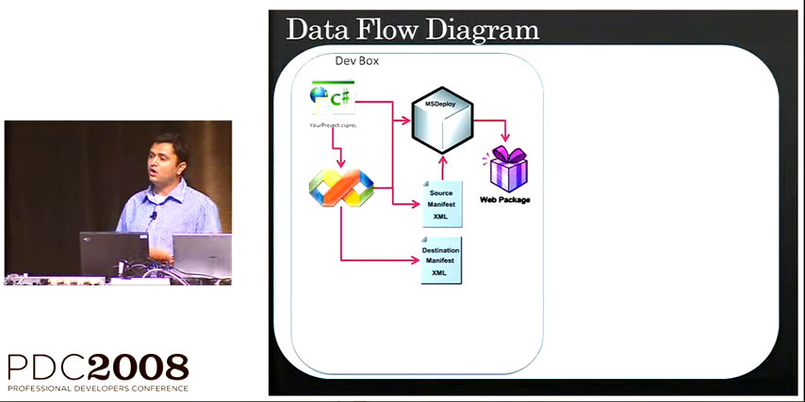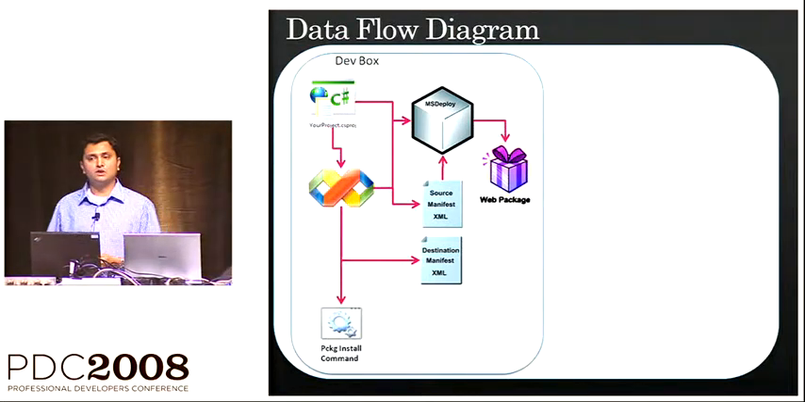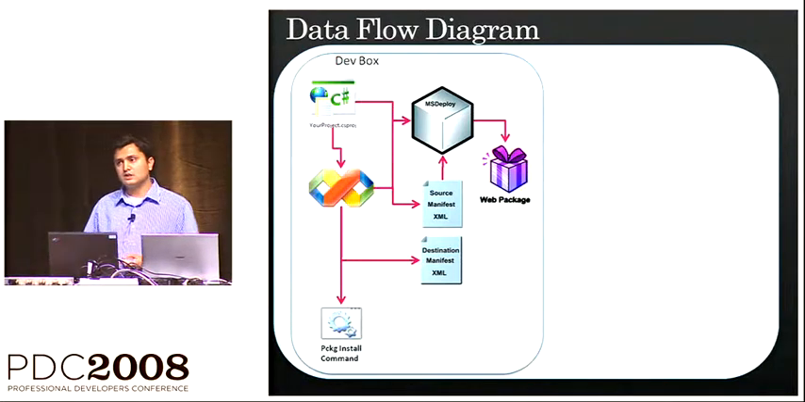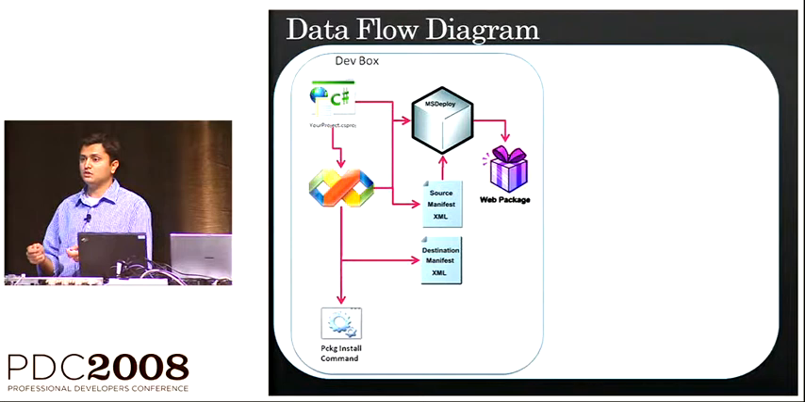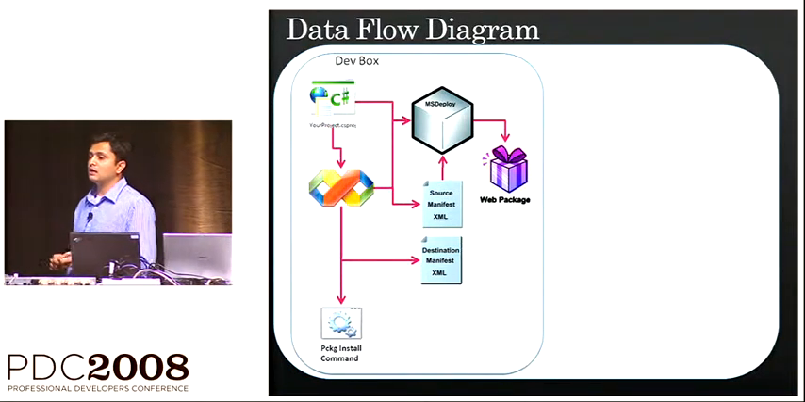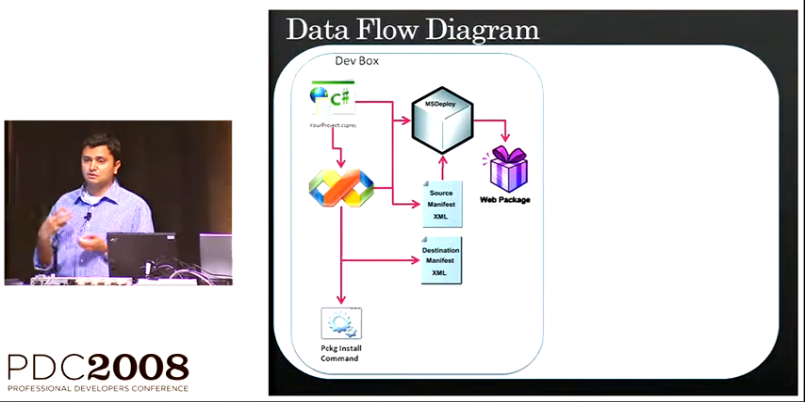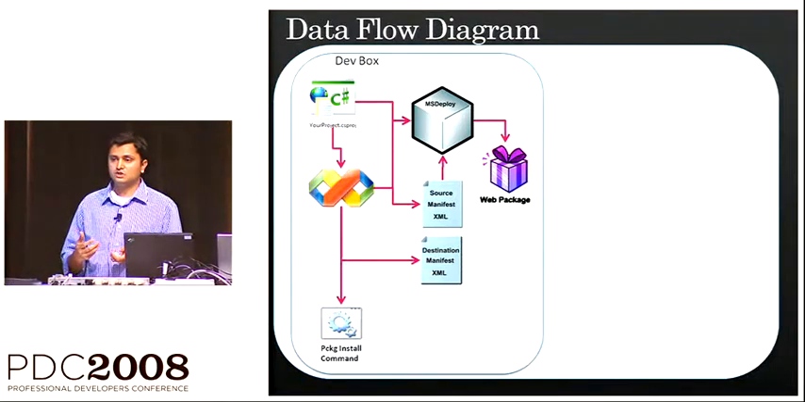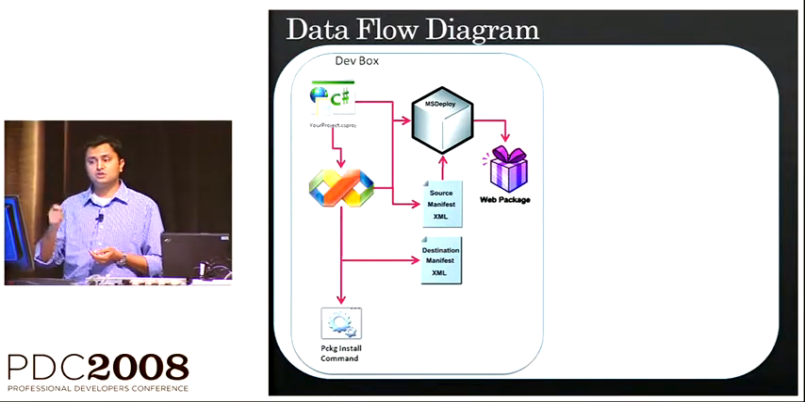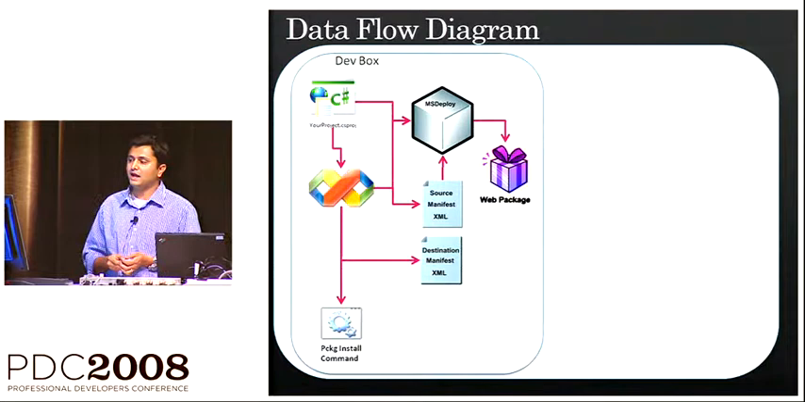And to add value onto it, we also create a batch file, which will be put onto your box, which you can go ahead and use to install that package anywhere you want to, which is what will be our next demo. We'll talk about that in a minute. But those are the three primary elements that VS produces: the source manifest, the destination manifest, and the package install command. And then MS Deploy uses the source manifest and produces the package.